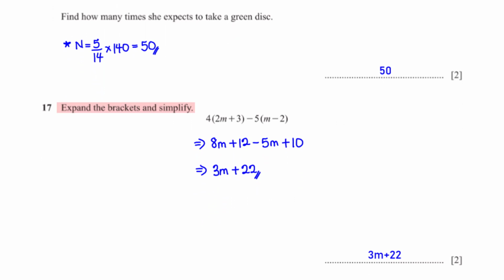Expand the brackets and simplify. 4 times 2m plus 3 minus 5 times m minus 2. When we expand the brackets, 4 times 2m is 8m. 4 times 3 is 12. Minus 5 times m is minus 5m. Minus 5 times minus 2 is 10. When we group like terms, 8m minus 5m is 3m. 12 plus 10 is 22, so we have 3m plus 22.